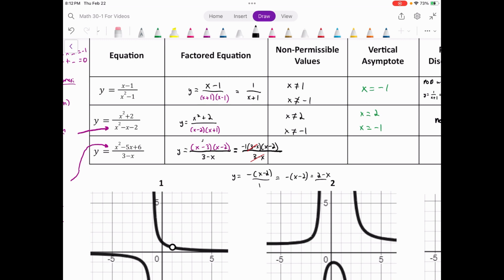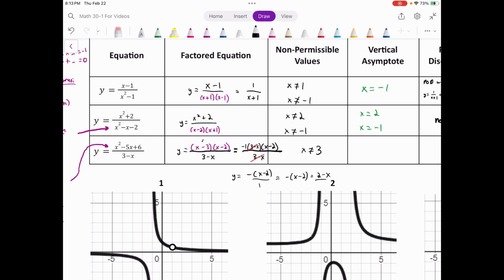Okay, what are our non-permissible values? Always go back to before you simplify to find the non-permissible values. The simplified form has no non-permissible values at all, but we know that our actual equation does have an NPV. It's that x cannot equal 3, because we'd have 3 minus 3, which is 0 in our denominator, and that's not allowed.